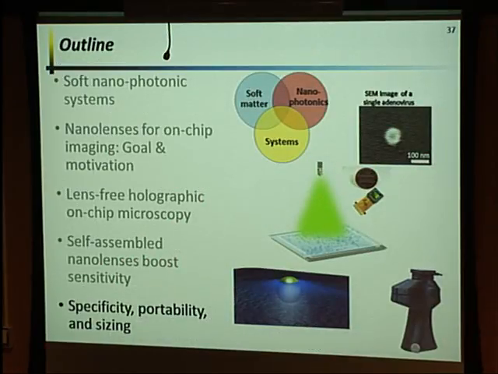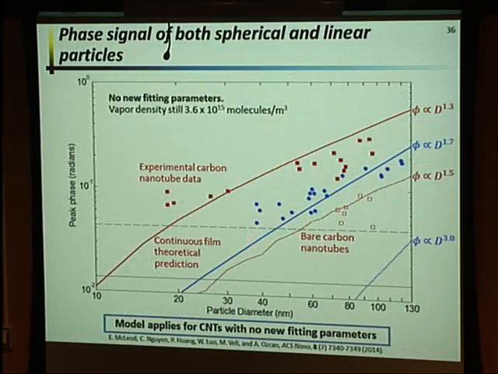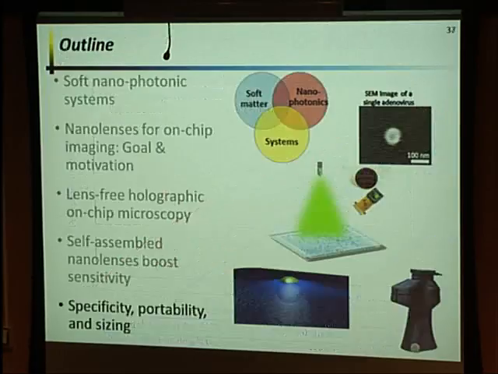So the last thing: I've given you a demonstration of this imaging system we've used, and I've shown you that we can go down to things as small as about 40 nanometers here. So we can boost our sensitivity to detect these very small particles, very small objects. I'm going to show you a couple other areas: how we can have some level of specificity, how we can achieve some portability using these types of devices, and then how we can do robust quantitative sizing.